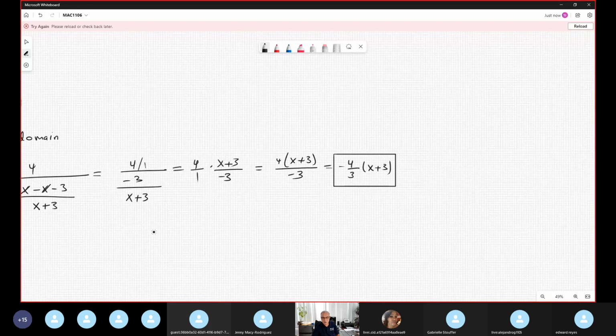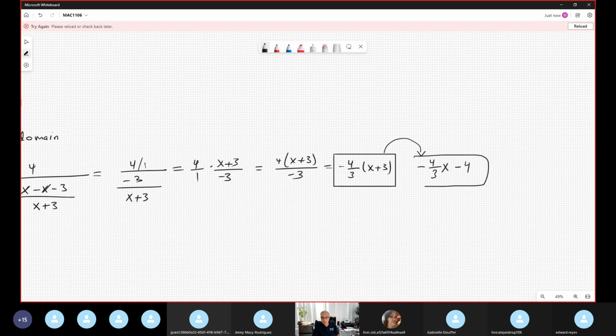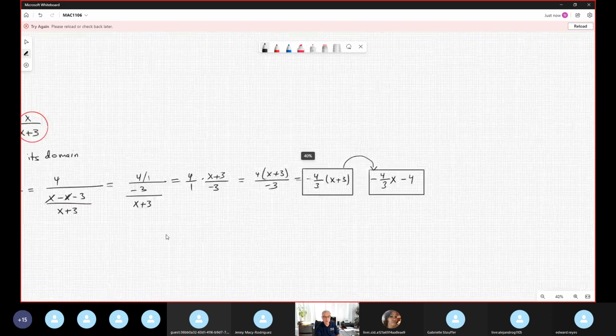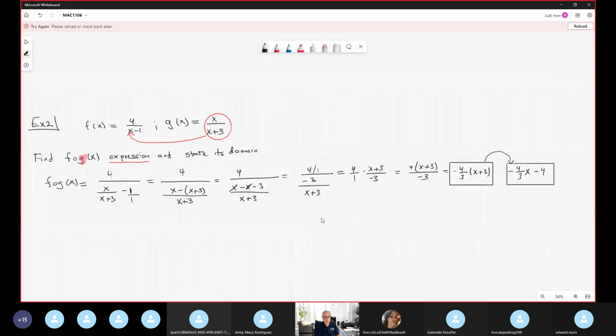We can manipulate it if you want, remove the parentheses, distribute again, it doesn't matter. Well, let's do it. Why not? Okay. So you multiply negative 4 over 3 times x, minus the 3 cancelled, minus 4. It's another possibility, the same idea. Okay, this is the new expression that they want in the problem. The new expression formed from the combination of f and g in this order: g first, f second.